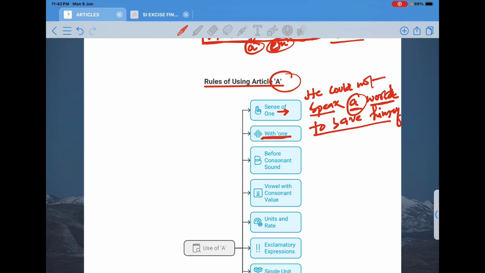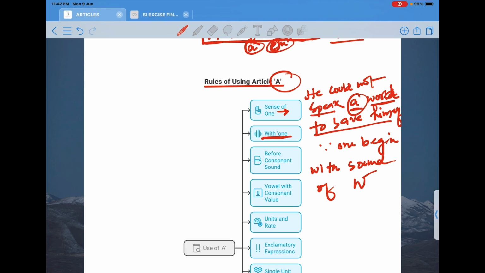With one, what does it mean? Since one begins with the sound of W, okay.